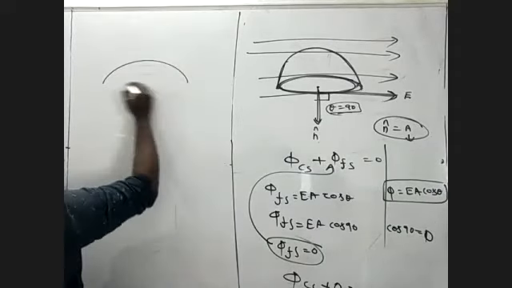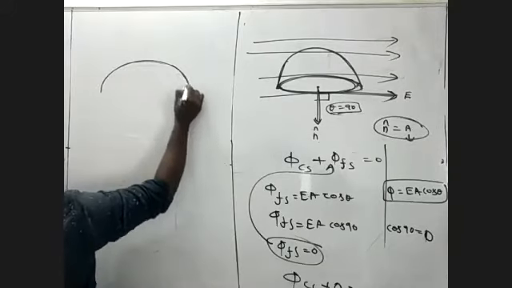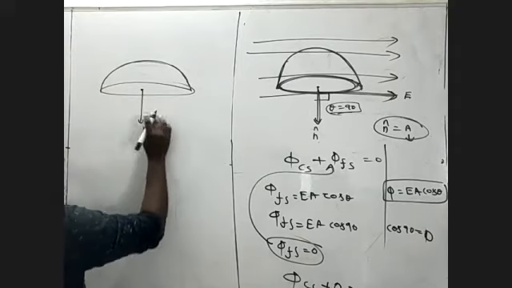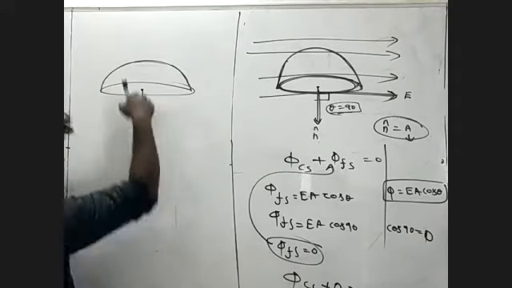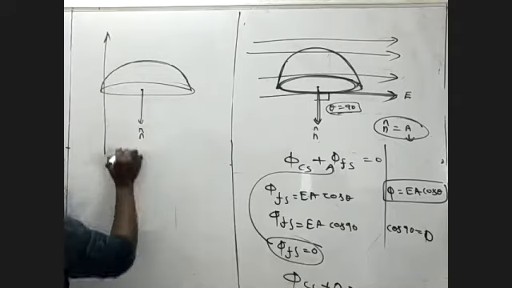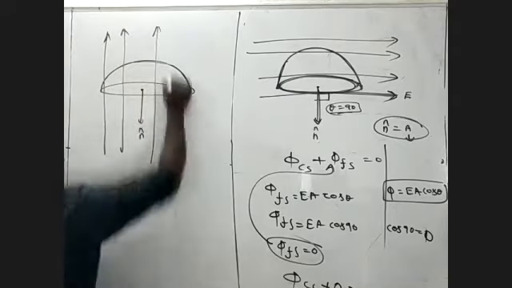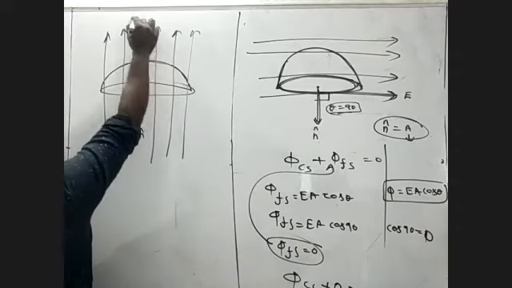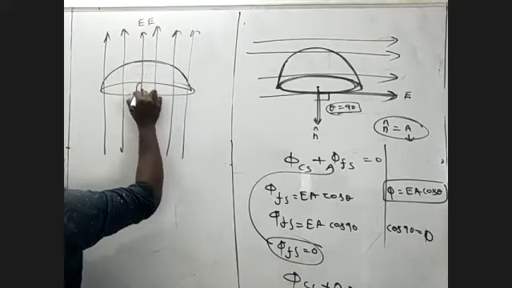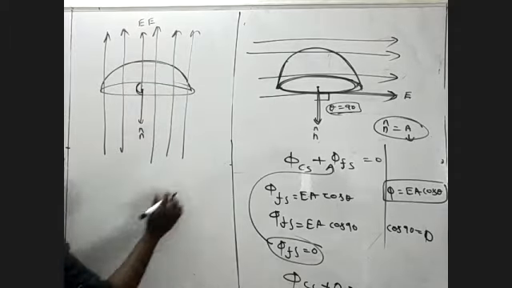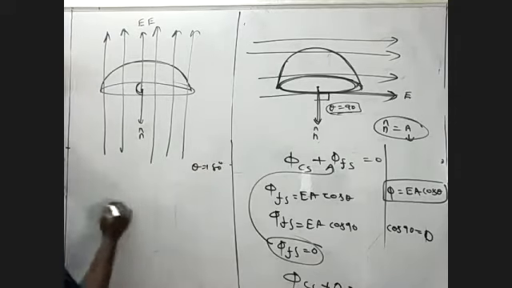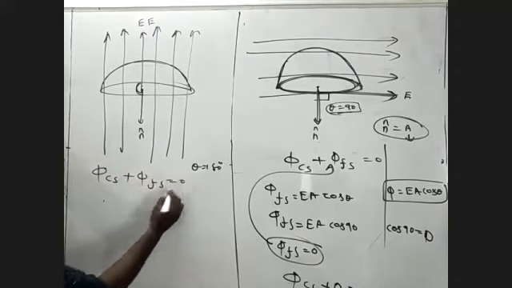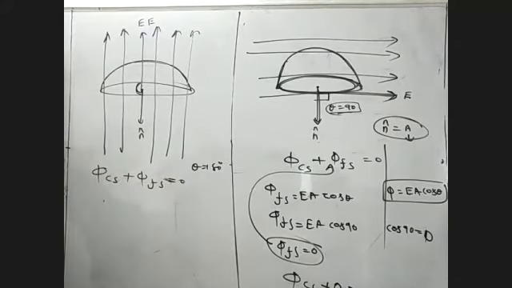Now this is a semi-circle. This is the N cap, or A, the area vector, in the downward direction. The electric field is in the upward direction. Now the angle between E bar and N cap is 180 degrees, theta equals 180 degrees. The curved surface flux plus the flat surface flux is equal to 0.